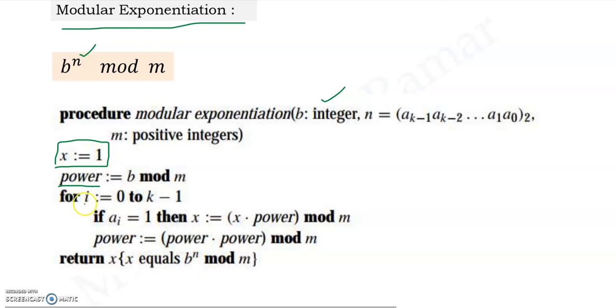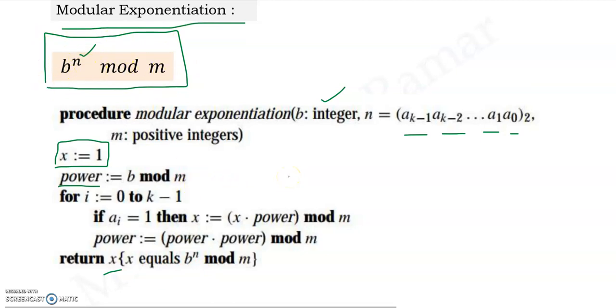Now for i equal to 0 to k minus 1, if a_i is equal to 1, then x is equal to x multiplied by power modulo m. Power is equal to power multiplied by power, which means power squared modulo m. We have to do this loop until we complete all the values a0, a1, a2, up to a_(k-1). Finally, you get some value x. That x is nothing but our required b to the power n modulo m.